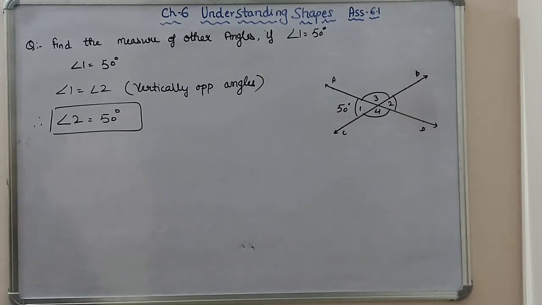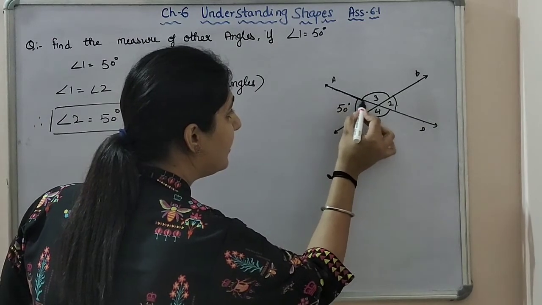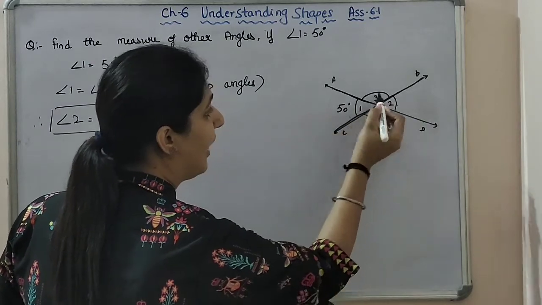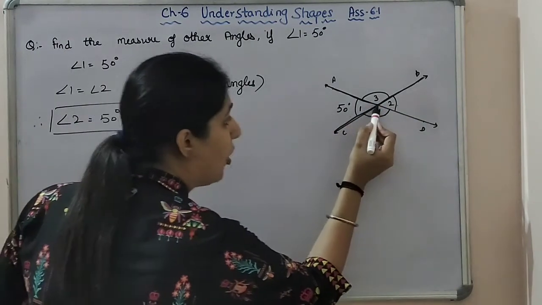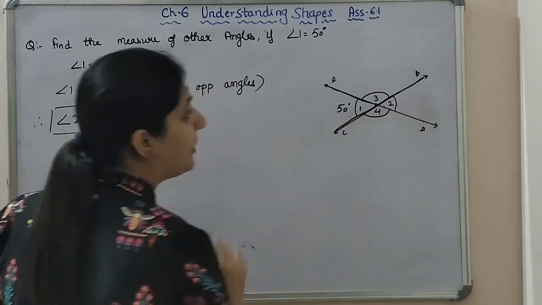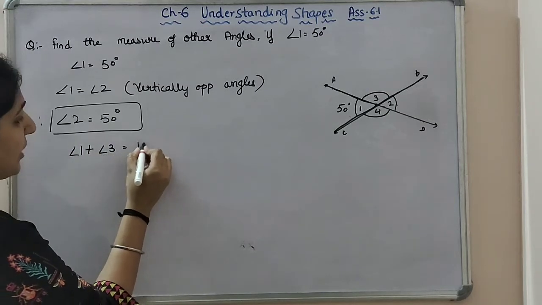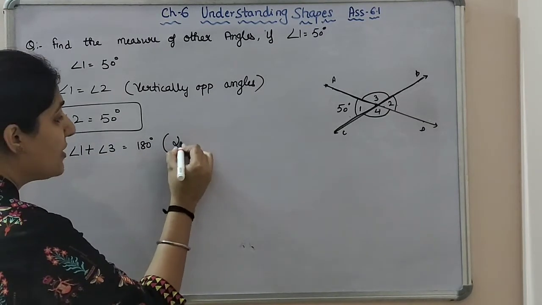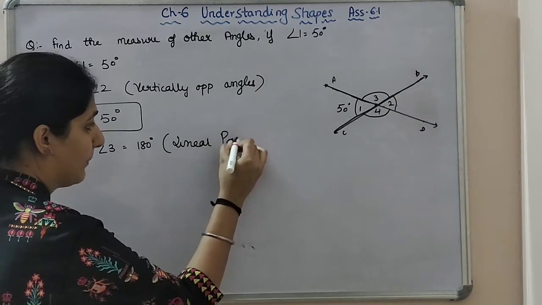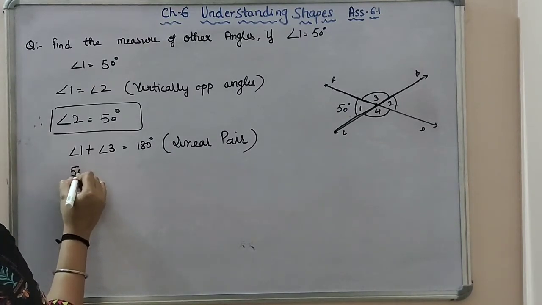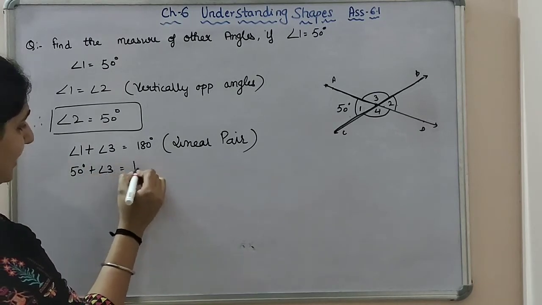Okay. Now we have to find out angle 3. So can you see over here? These are forming a linear pair, angle 1 and angle 3. They have a common arm and they have a common vertex. So I have to write it like this. Angle 1 plus angle 3 is equal to 180 degree. Why? Because they are forming linear pair. And I have told you the sum of the two angles which are forming linear pair is 180 degree. So angle 1 is given to us that is 50 degree.